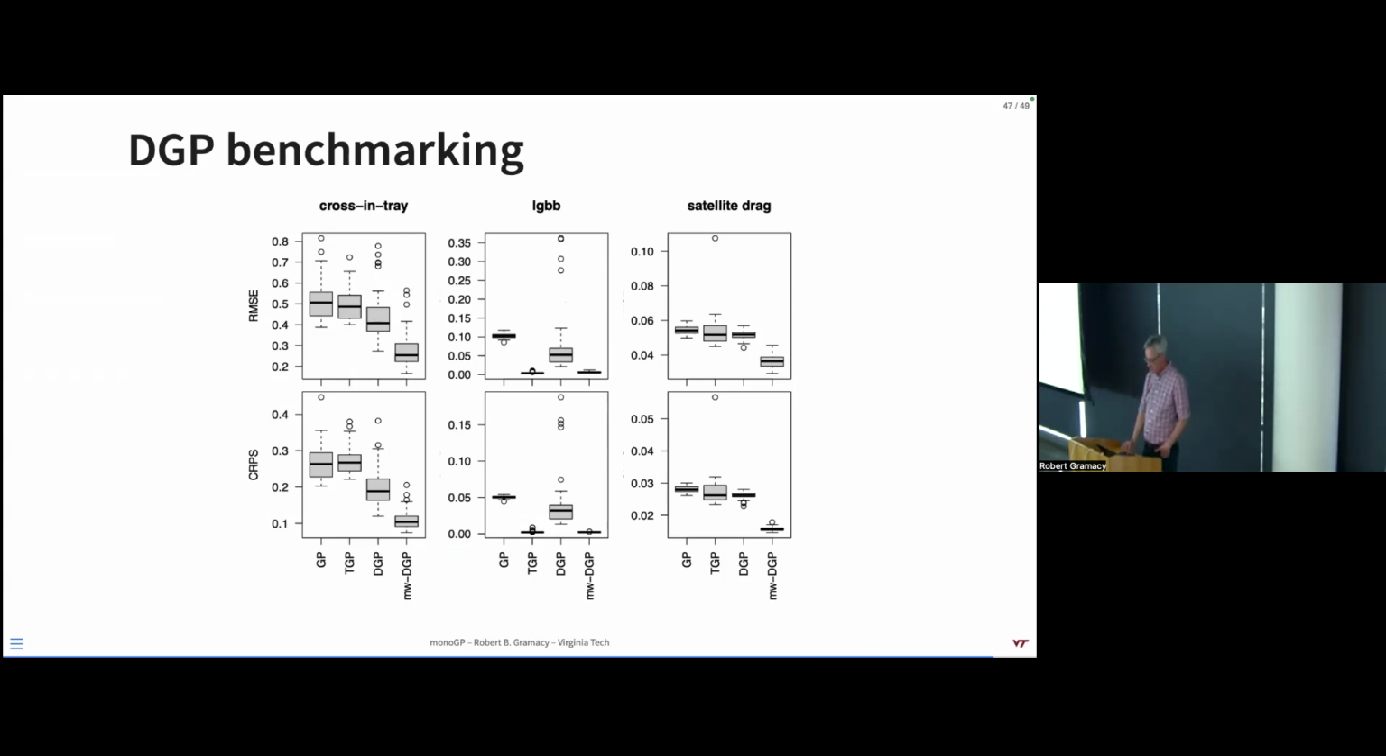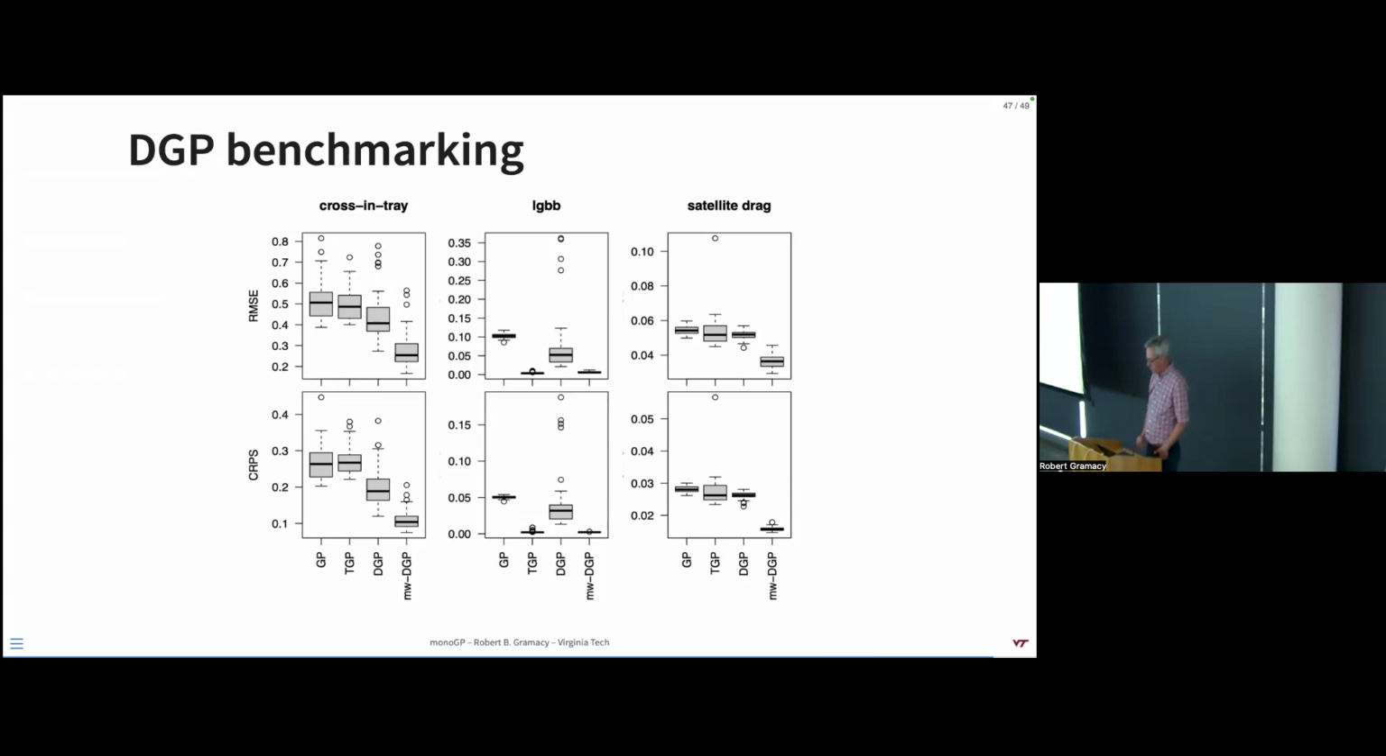So it does really well on this example, and deep Gaussian processes do not do so well unless you use a monotone warping, and then it's just as good as using a tree. This is a much simpler model than the tree version.